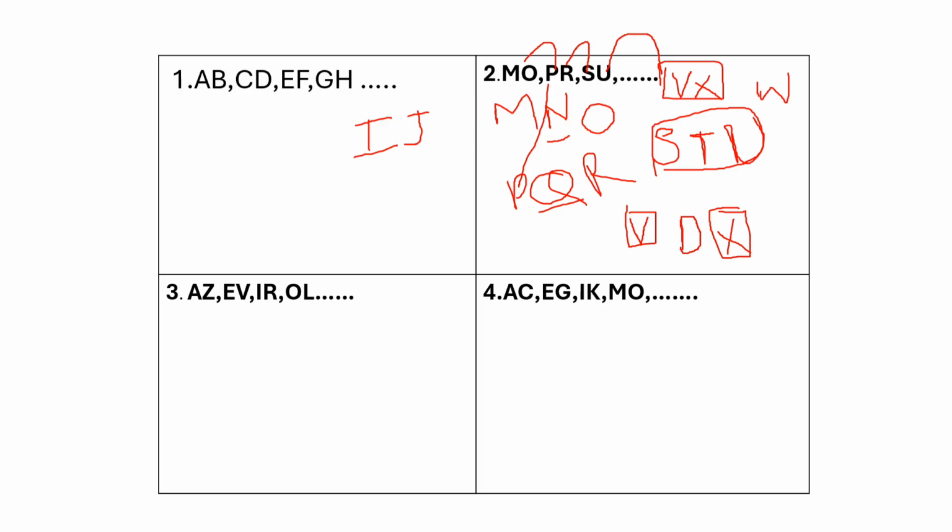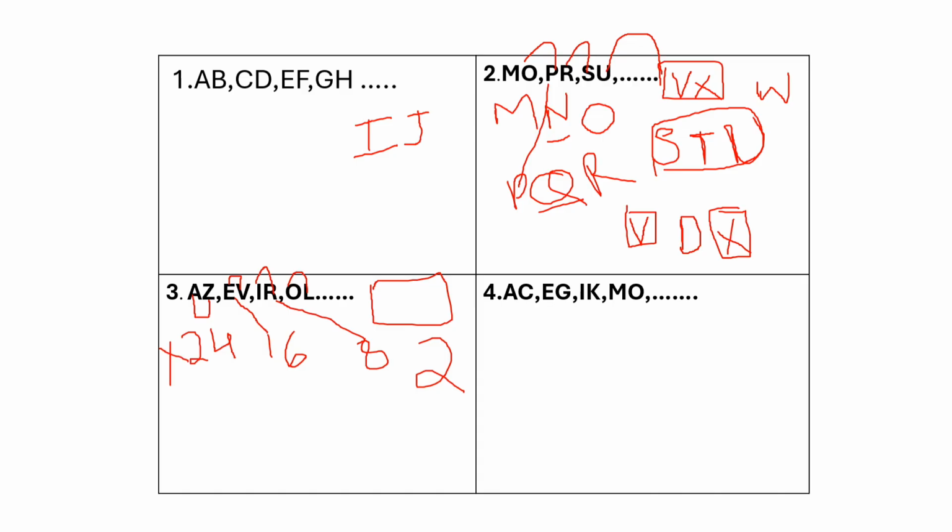Next one is AZ, EV, IR, OL. We have to find the next term of the series. First, we have to check whether this series is in continuous alphabetical order. No, it is not like that. We will check the difference between these letters. How many letters are between A and Z? 24. Now, between E and V, 16 letters are missing. Between I and R, 8 letters are missing. Between O and L, 2 letters are missing. We do not have any logic to connect these numbers, right? Then this logic also fails.